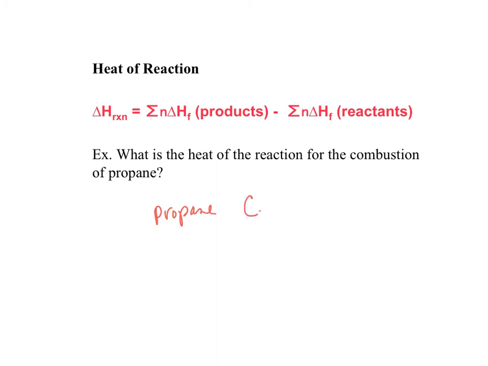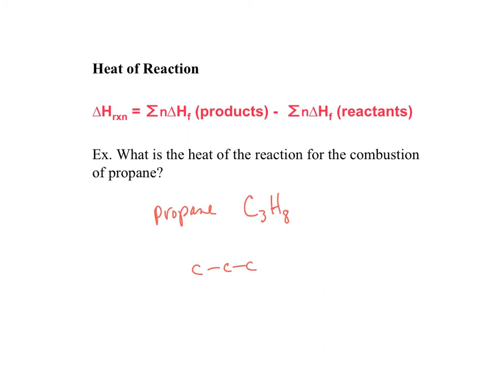Propane has 3 carbons. Prop is the prefix there, that tells you that it's got 3 carbons. ANE tells you that you've got all single bonds in the molecule. If that's the case, then we're going to double the number of carbons and add 2, so it's going to be 8. Don't worry about any of that.